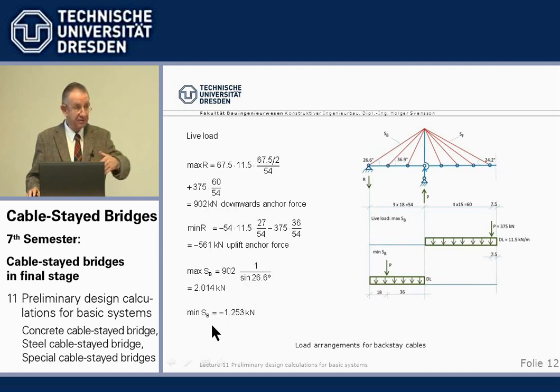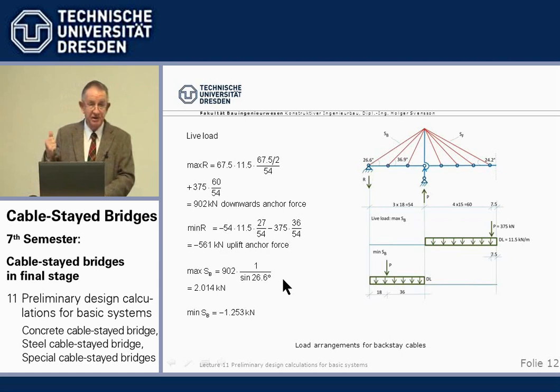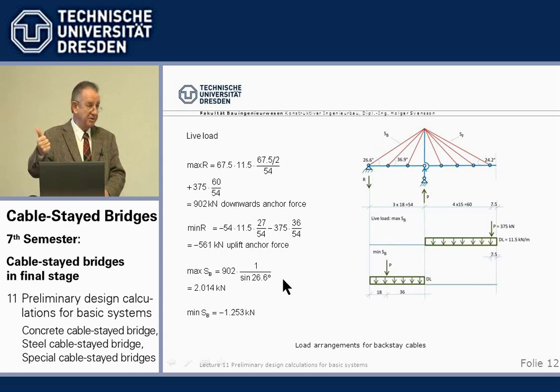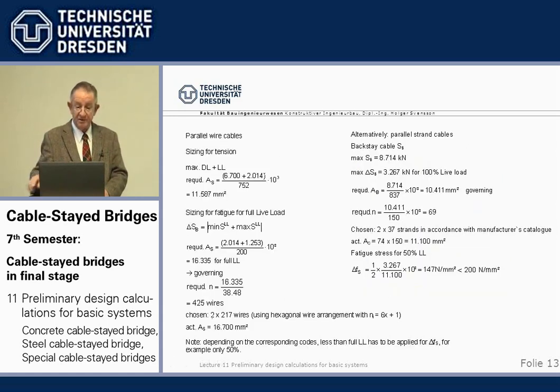and the biggest compression, so to say, from live load in the backstay is this 561 divided by the sine, gives this. Now we have the three components of the backstay cable forces from dead load, permanent load, maximum live load, and minimum live load. And that's what we need to size the backstay cables.